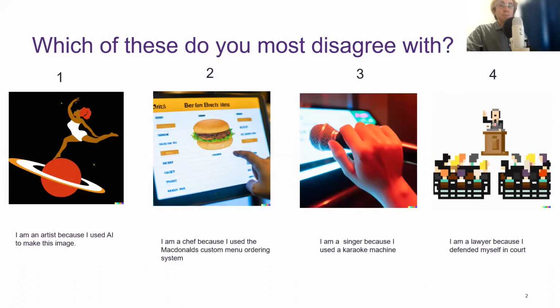So in the chat, I would like to ask you, which do you disagree with the most here? Number one, I am an artist because I used AI to make this image. Two, I am a chef because I used the McDonald's custom menu ordering system. Three, I'm a singer because I used a karaoke machine. Or four, I am a lawyer because I defended myself in court. So put a number in the chat. Which one do you think is the least true?